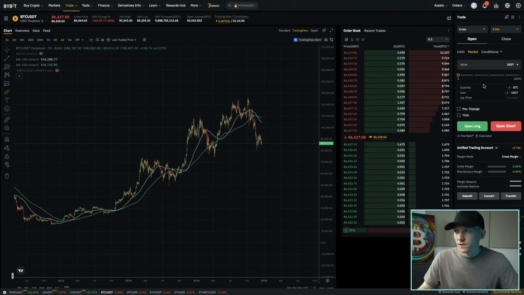So what we're going to do is open a position. I'll show you if you want to use leverage here. So I'm using cross margin.